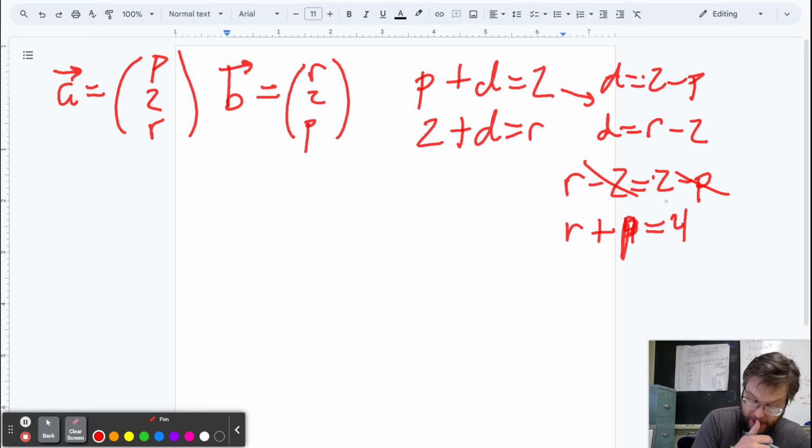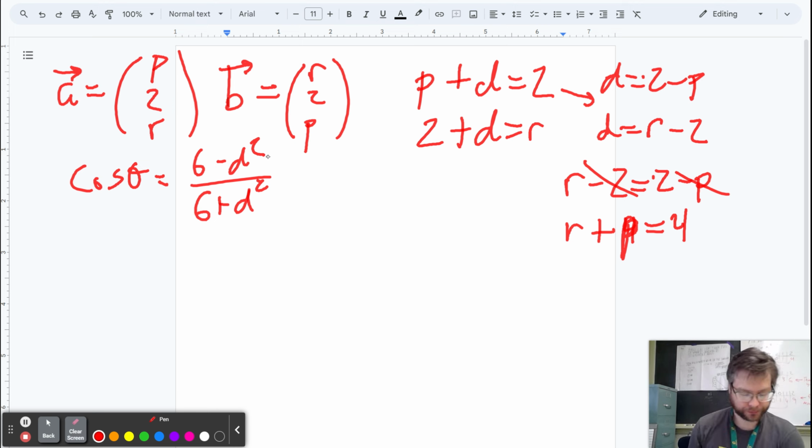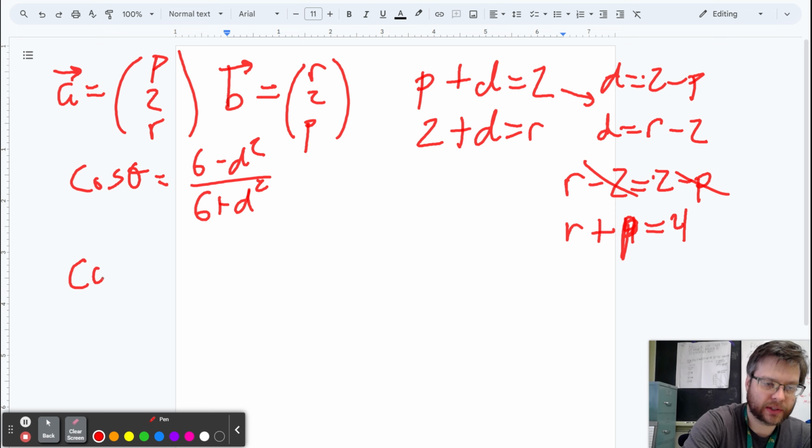Then it tells us to find an expression for cosine theta, and it wants me to then also prove that cosine theta is equal to 6 minus d squared over 6 plus d squared. Okay, so here's what I know. I know that cosine of theta for any two vectors is equal to A dot B divided by magnitude A, magnitude B. So let's compute A dot B.